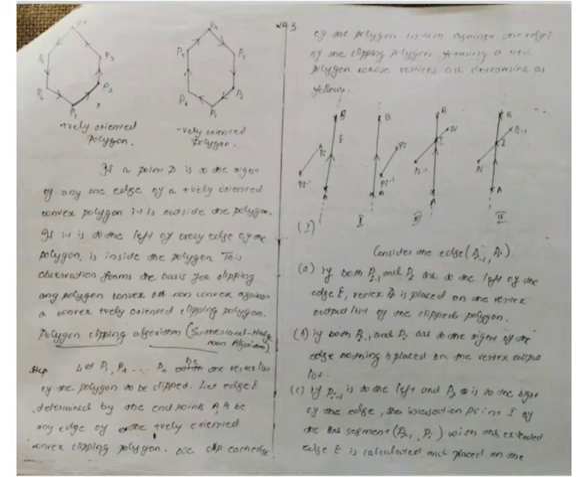Next is the polygon clipping algorithm. Otherwise, it is called the Sutherland-Hodgman algorithm.